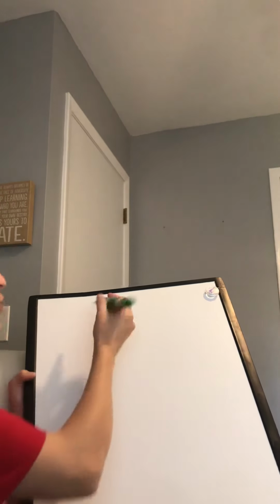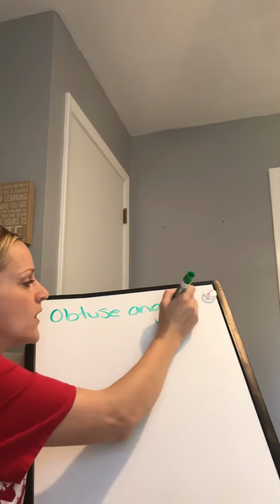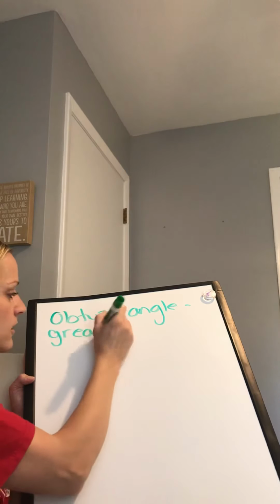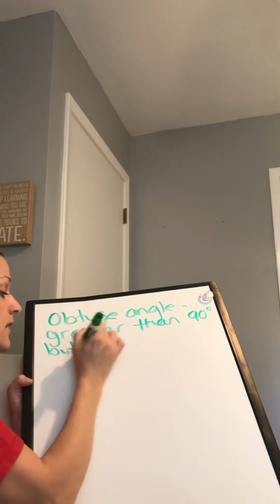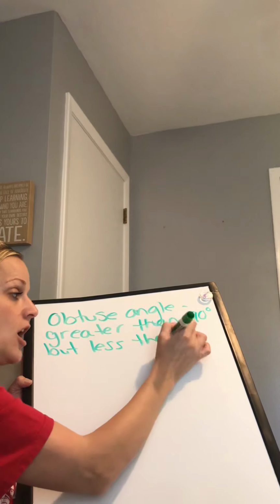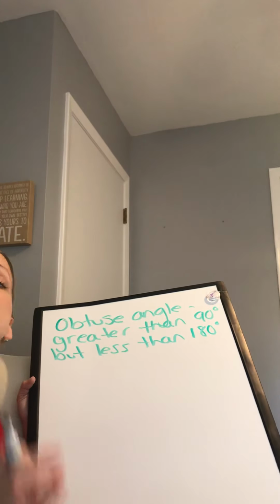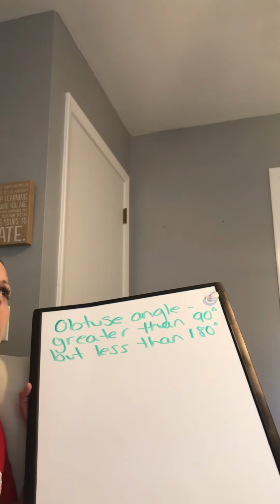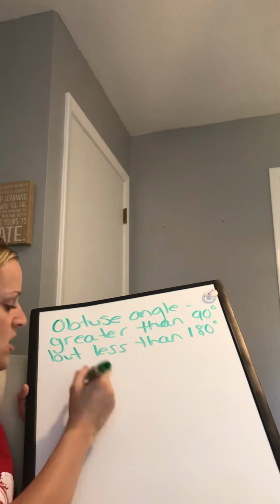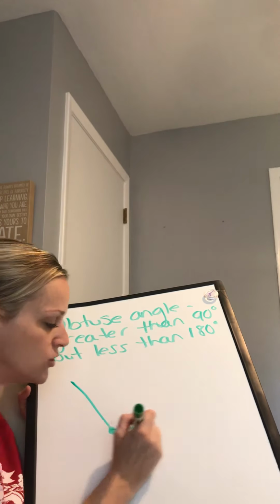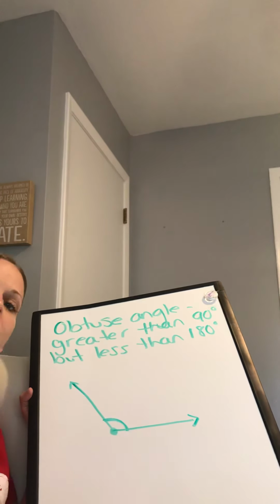Now let's talk about an obtuse angle. An obtuse angle is greater than 90 degrees, but less than 180 degrees, okay? So bigger than 90 degrees, but less than 180 degrees. And when I think of the word obtuse, I think really big. So think of your big angle. So something that might look like this. Here's my 2 rays. So here's a big angle, okay?